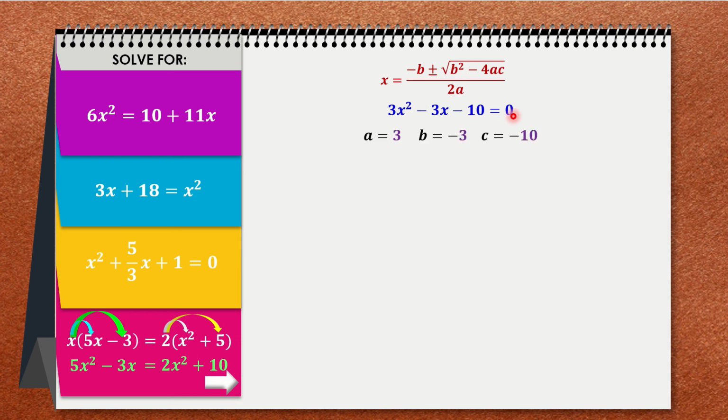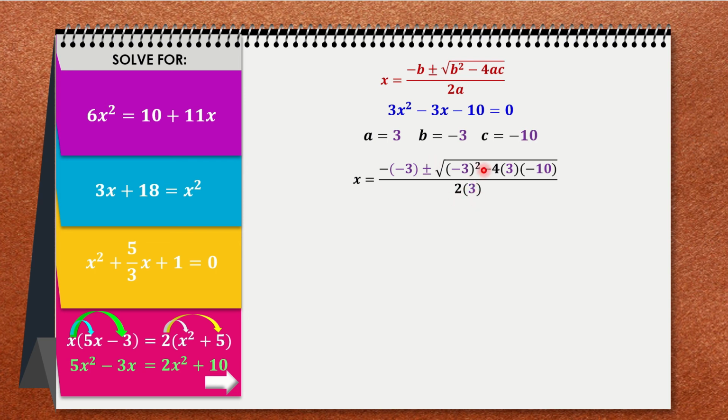Identify the values of a, b, and c. We got 3, negative 3, and negative 10. Now, substitute these values in our quadratic formula. We will obtain negative times negative 3 plus minus square root of negative 3 squared minus 4 times 3 times negative 10 over 2 times 3.